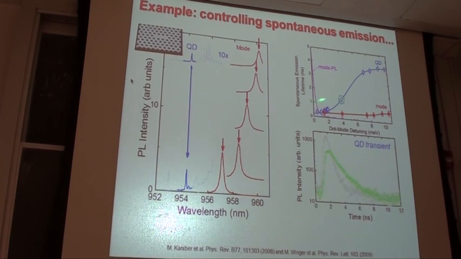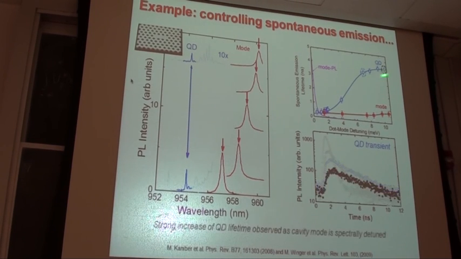That's about 15 line widths. The lifetime gets a bit slower. If you move it further away, the same quantum dot emits much more slowly. And if you move it very far away, the lifetime becomes something like 12 nanoseconds, extremely long. And this is the same emitter, and it shows you that you can use this to control spontaneous emission.